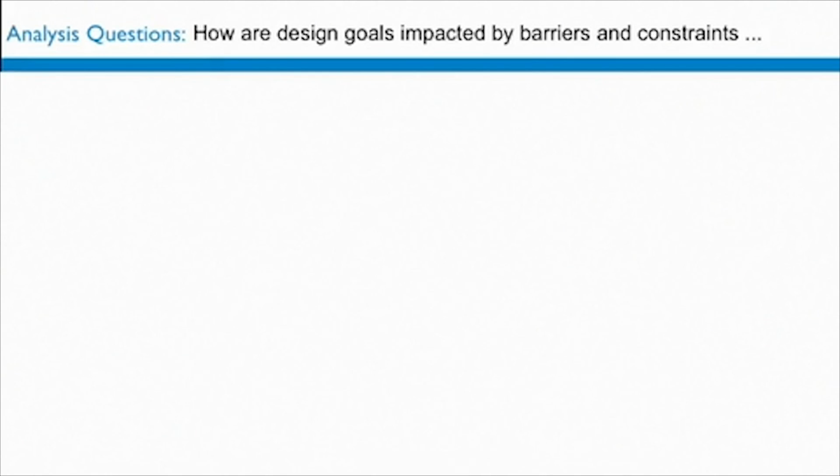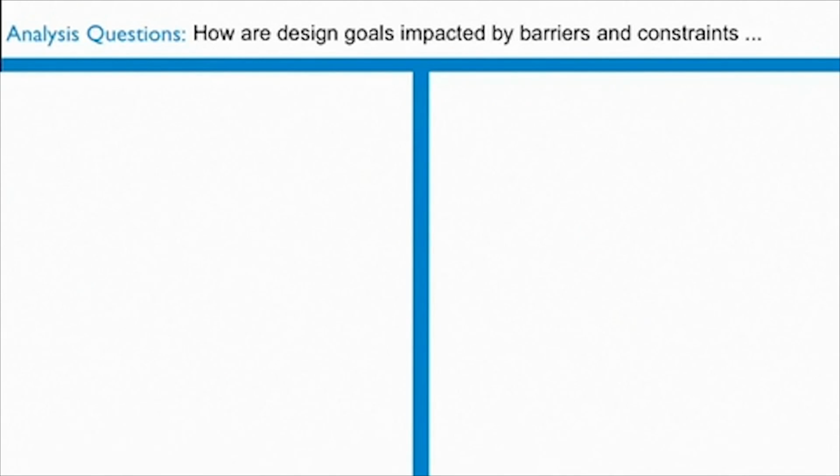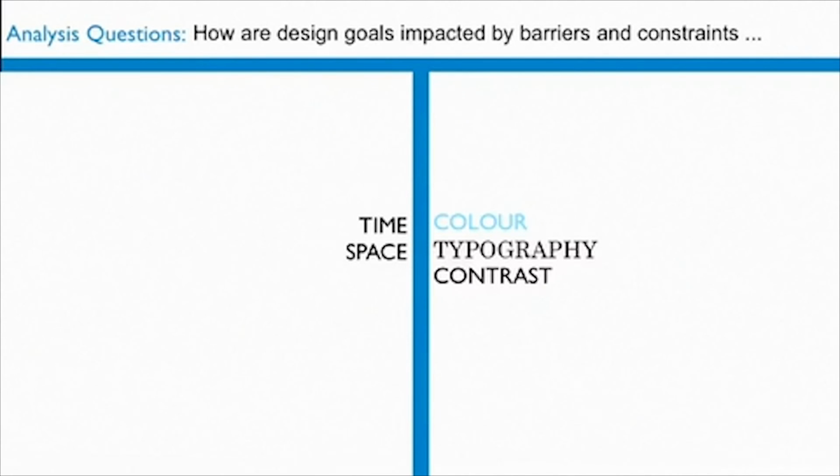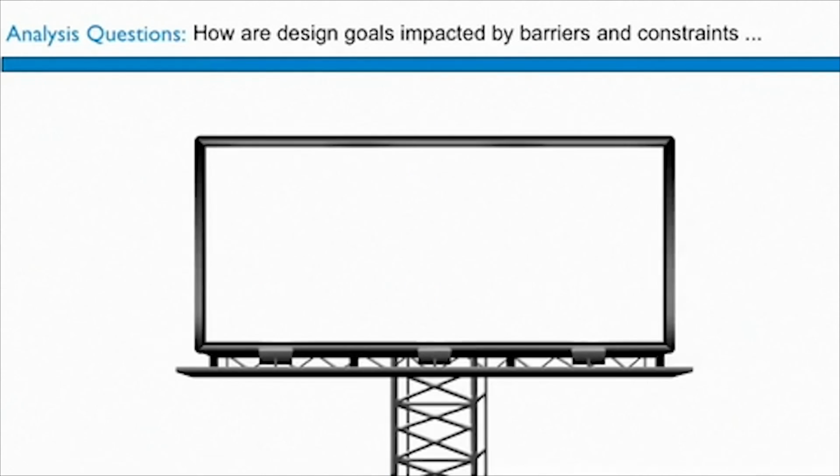Okay, so the key point here is we need to understand that the design problem of time and of space, these are two design problems that we articulated early on, they can be approached using specific design principles. So we can use color, we can use typography, and we can use contrast to emphasize or to solve for the problems of time and space.